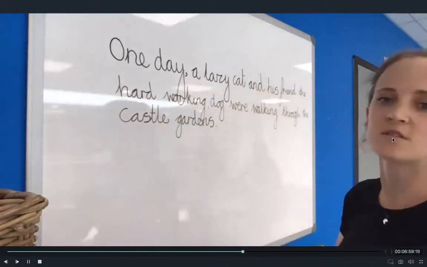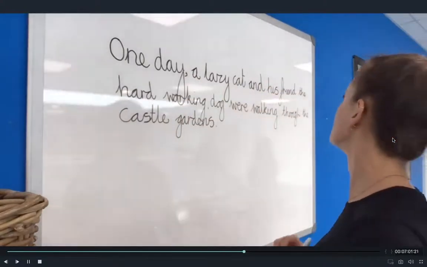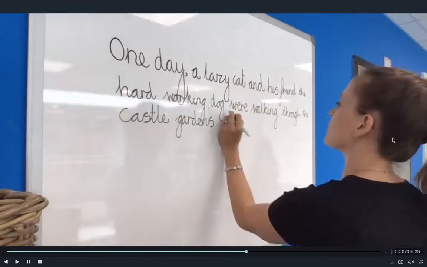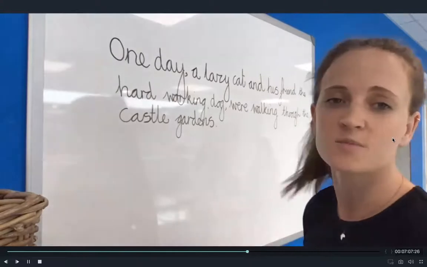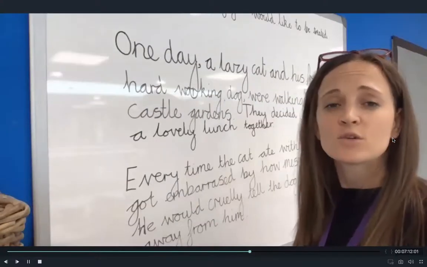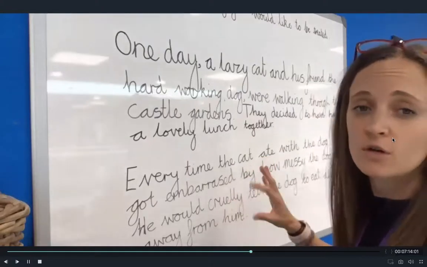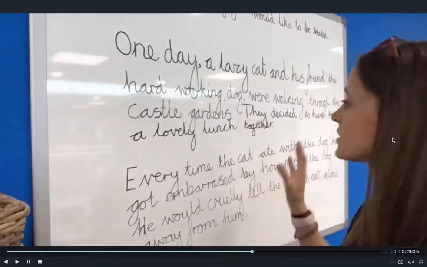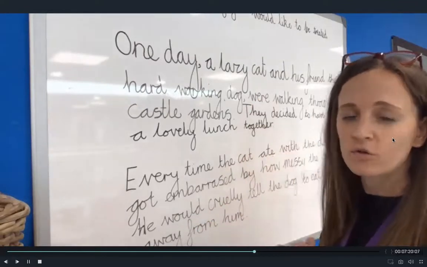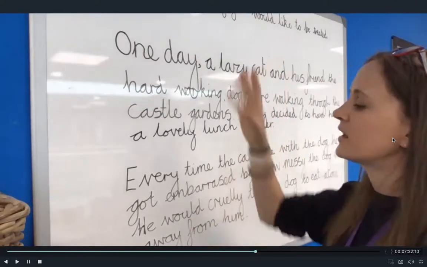Right, so my first sentence is going to say, one day a lazy cat and his friend, the hardworking dog, were walking through the castle gardens. And that's going to be the start of my story. As you can see, I've carried on a little bit so that you don't need to watch me write all of this. So I will read you the rest of the story, and then you can see how I've begun to unfold it. Remembering that I have a beginning, a middle, and end.